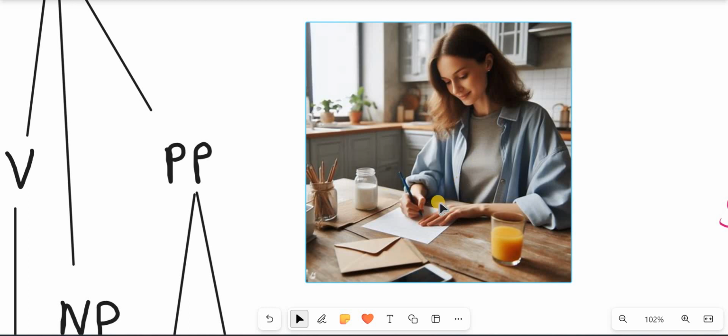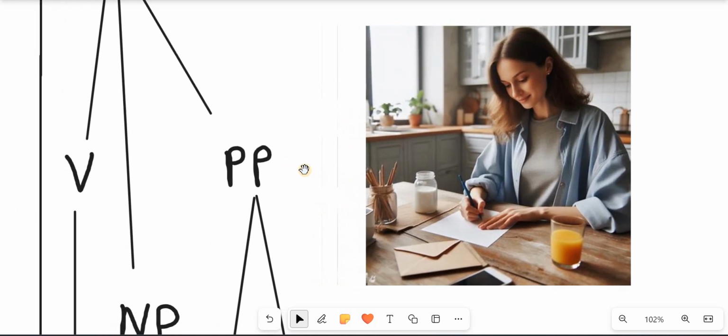The act of writing the letters was done on the kitchen table. So I wrote the letters. I literally wrote the letters on the kitchen table. So the act of writing was done on the kitchen table. So there are two possible meanings here.